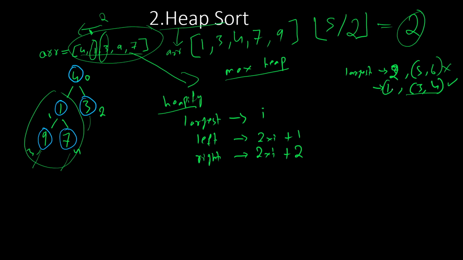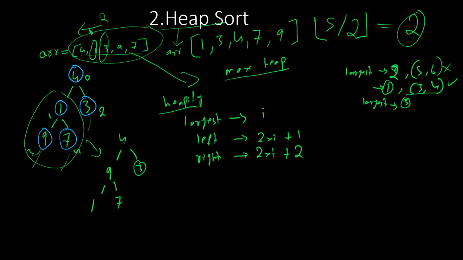For this one index, the largest index will be replaced with the third index. After replacing, we will get the tree as 4, 9, 1 and 7. This will be 3. This is our second change diagram.